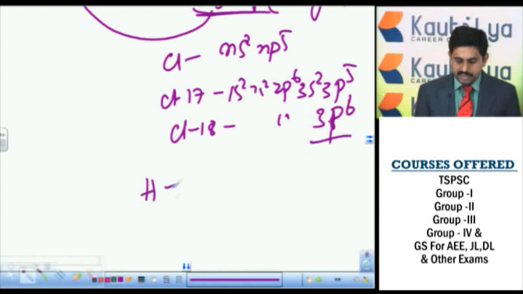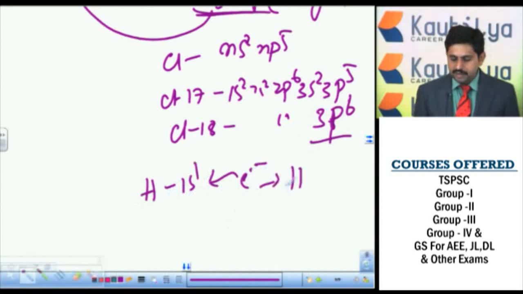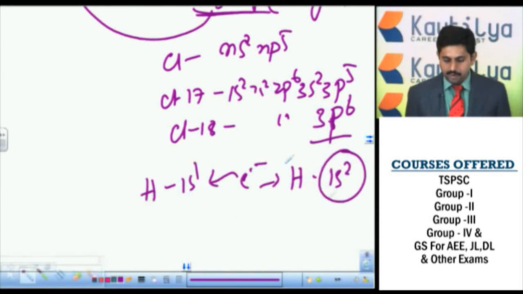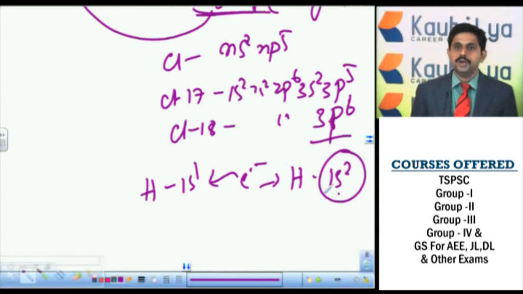Likewise, hydrogen has a 1s1 configuration. If it accepts one electron from any other atom, its electronic configuration will become 1s2. So it shows some properties of the halogens and some properties of the alkali metals, the first group elements. As it shows some properties of the first group and some of the 17th group elements, it is not kept either in the 17th group or in the first group called alkali metals. So it is kept as a separate, independent group.